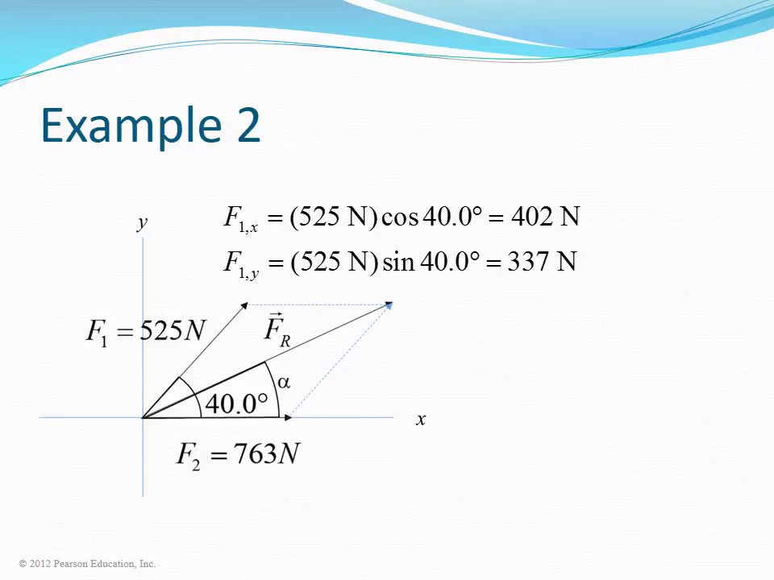Since F sub 1 is 40 degrees north of east, the x component of F sub 1 is 525 newtons times the cosine of 40 degrees, which equals 402 newtons. The y component is 525 newtons times the sine of 40 degrees, which is 337 newtons. F sub 2 points due east, so the x component is 763 newtons, and the y component is 0.